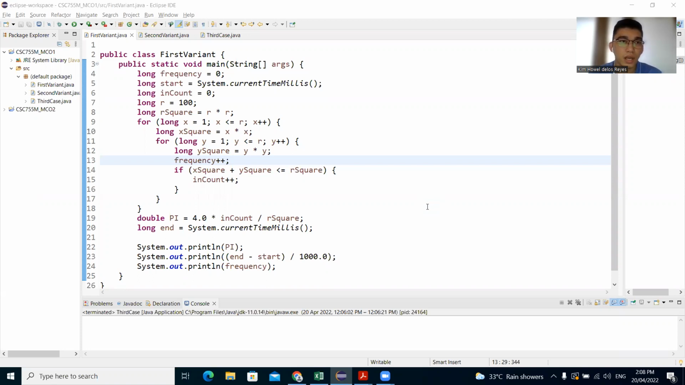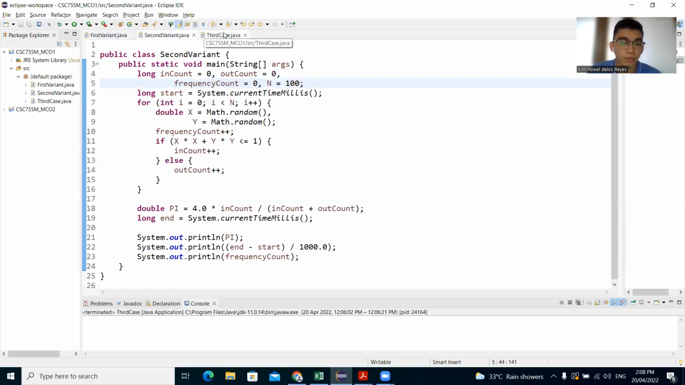So for this project, I will be discussing the three approximation algorithms. As discussed in the class, we are given three variants on how to calculate or approximately calculate the value of pi. For this discussion, I have used the Java programming language.